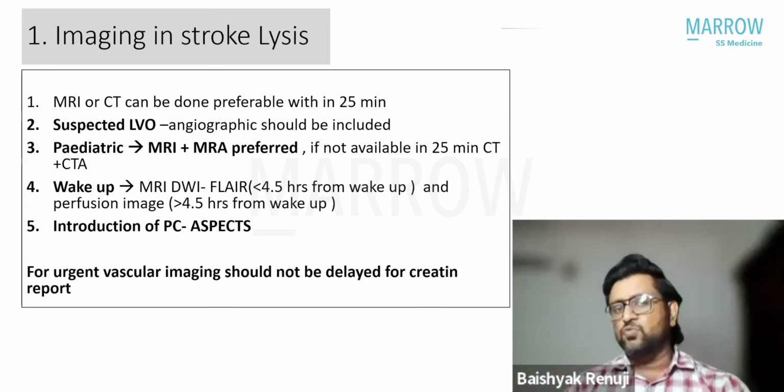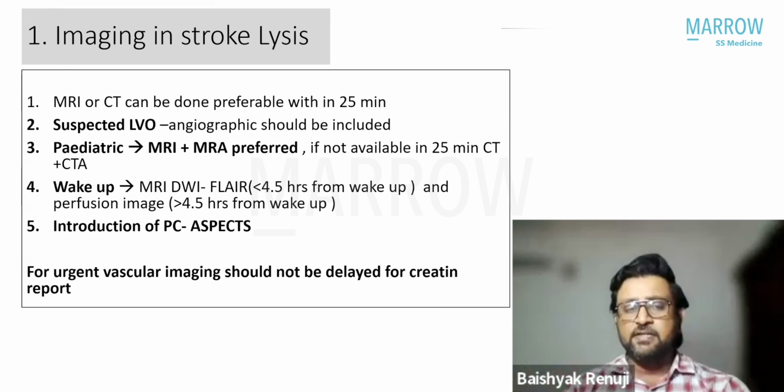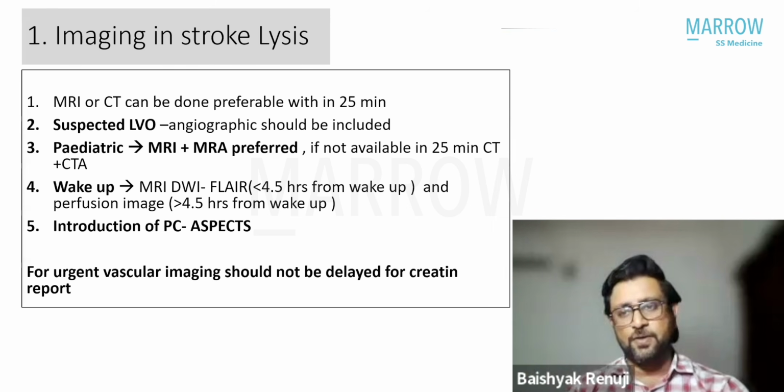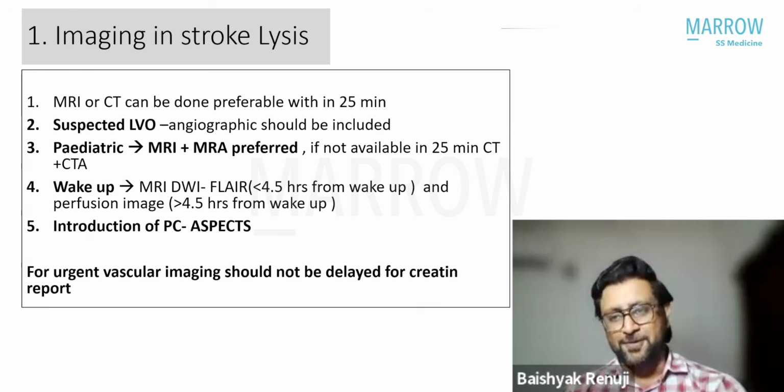The major change is the third point, that pediatric MRI is always preferred. Second, if pediatric MRI cannot be done, then you can do a CT angio. Many times a pediatric patient is difficult to take for an MRI, they are unable to lie down without sedation. That is again a practical scenario we are going to face when we start managing. Luckily, I am not a pediatric neurologist.